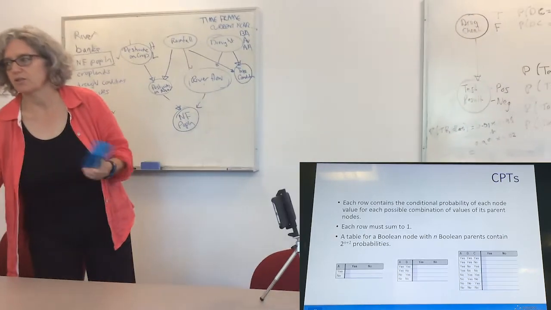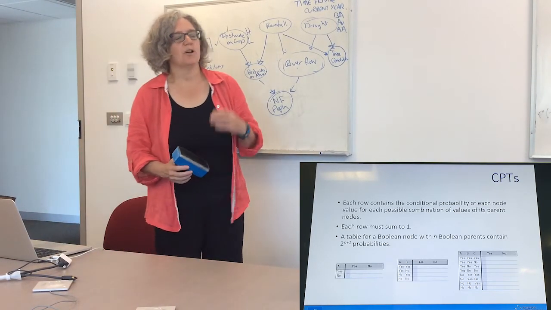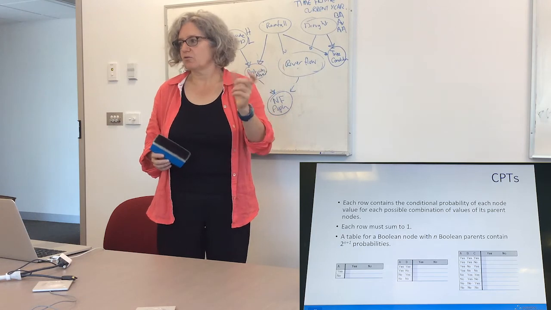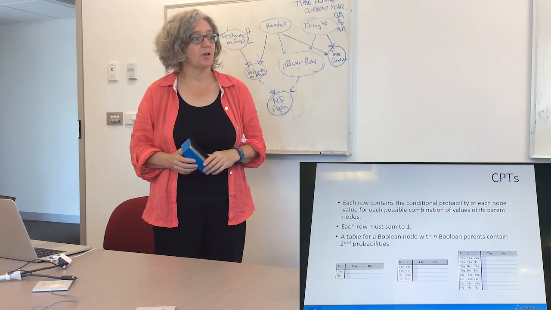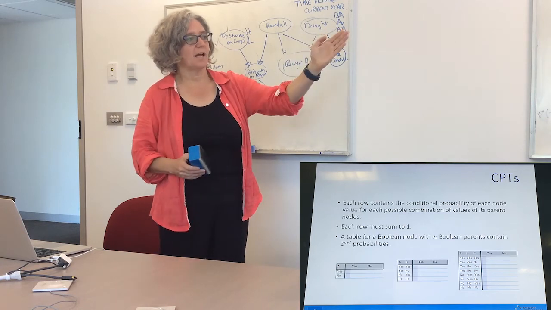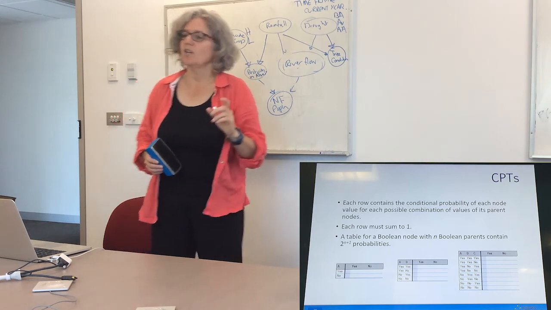Each row must sum to 1, so that's why we can use slider bars and all sorts of things. And if you've got n parents, Boolean being true, false, then you've got 2 to the n plus 1 probabilities. So every time you go from A to AB, it's doubling in size.